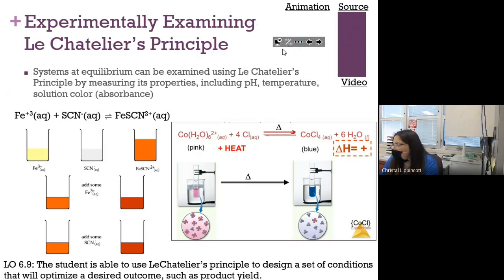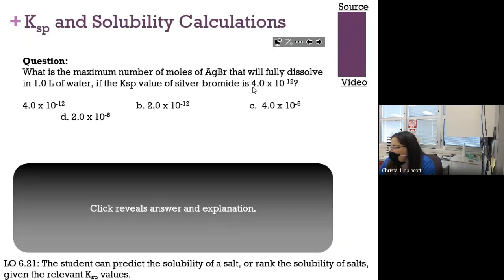Good? Okay. Again, we can use Le Chatelier. We can look at pH, temperature, solution color, absorbance, that sort of thing. All right, this is your next question, I believe. What is the maximum number of moles? You got a Ksp value here. See if you can figure that guy out.